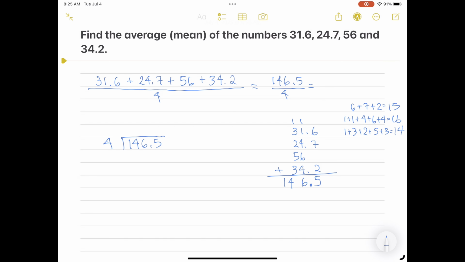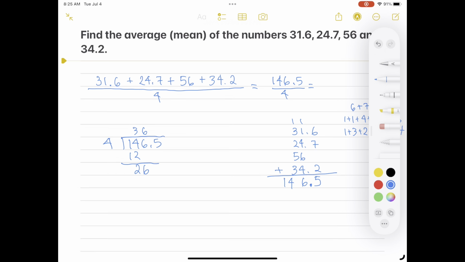146.5 divided by 4. 4 goes into 14 3 times. 4 times 3 equals 12. 14 minus 12 is 2. You bring down the 6. 4 goes into 26 6 times, you write 6 on the quotient line. 4 times 6 equals 24. And here I remember to write my decimal point on the quotient line. 26 minus 24 is 2.